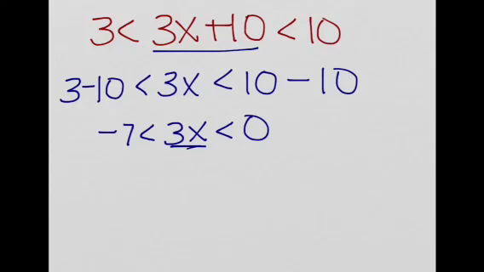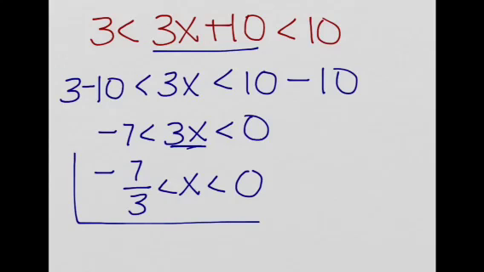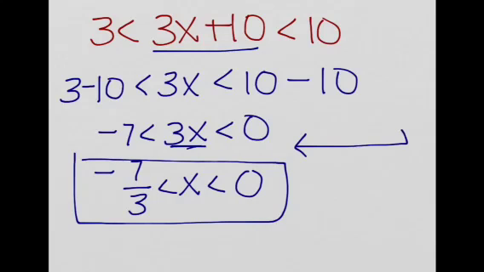Now I want to isolate the variable again, so I'm going to divide by 3 on all three sides. I get negative 7/3 is less than x, which is less than 0. So this is the solution. So basically, if you're looking on a number line, you would get negative 7/3, and this is 0. You would get that this little part right in between these two numbers is the solution set.